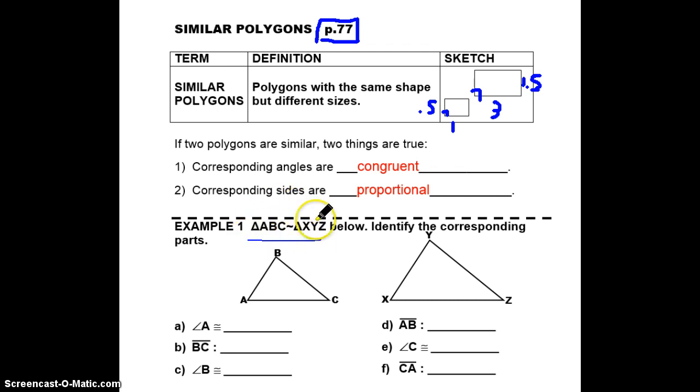So just like when we did the congruent statements, I have to write them so that they correspond. So angle A is going to correspond with angle X. That means, remember, the corresponding angles are congruent. So angle A is congruent to angle X. So I'm going to write it in here, and I'm going to go ahead and mark it in my figure. Okay. We've got BC. If I look in this up here, BC corresponds with YZ.